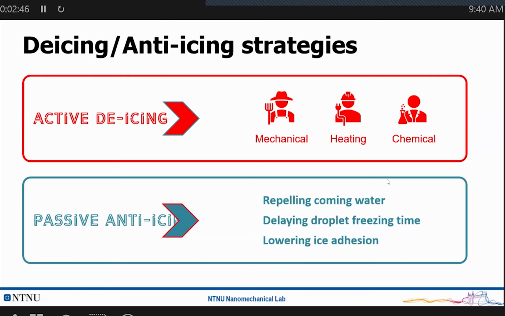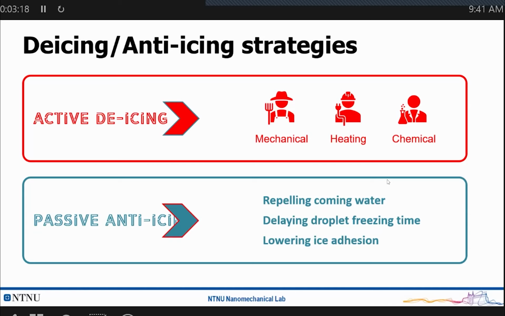Then we probably need to combine those active methods with passive anti-icing surfaces. What does it mean is that the surface itself could repel the incoming water. If we never have the water form on the surface, then we don't have the resource to form ice. That's like the superhydrophobic surface. Or if we have a surface, we accept the water coming, and it can delay the freezing time. Then we have time to remove those water droplets.